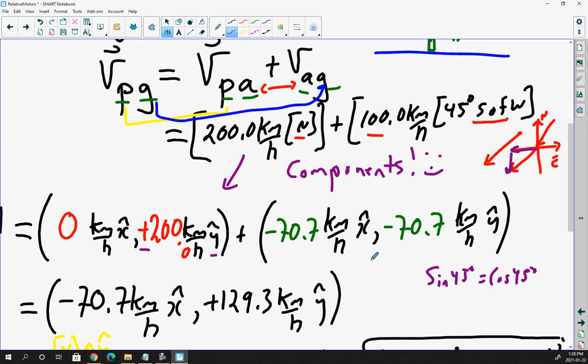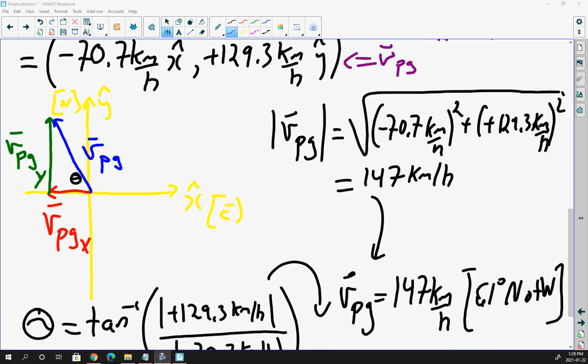So now you can collect all your x values. There it is, negative 70.7 kilometers per hour x hat. You can collect all your y values: positive 200 and negative 70.7 gives me positive 129.3 kilometers per hour y hat. And we have calculated, there it is, the velocity of the plane with respect to the ground. Done.